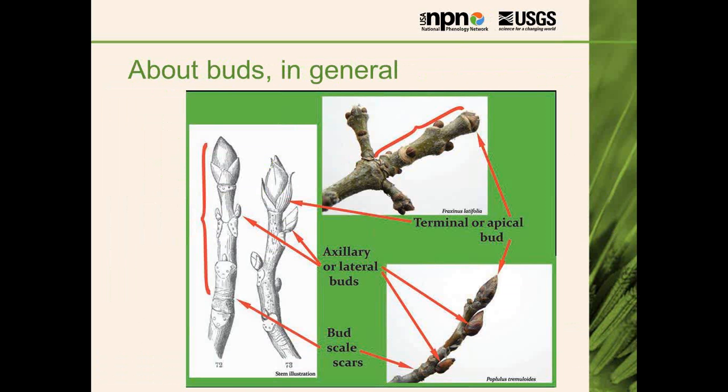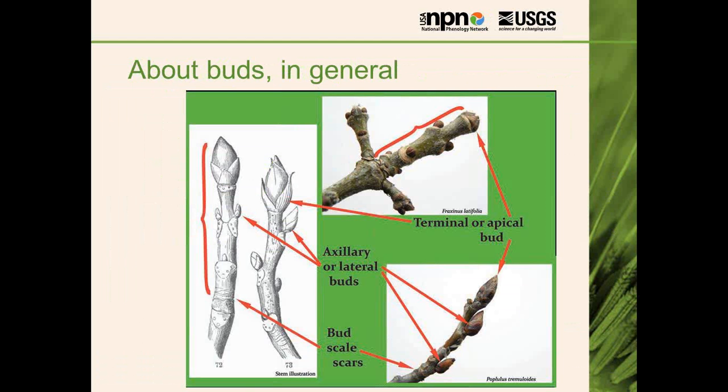So we just wanted to give you a little bit of botany information that relates to each of these phenophase categories. To start with buds, these photographs give you an idea of where buds might be located on a stem. There are two types of buds. You might have a terminal or apical bud that's located at the end of the stem, or you might have an axillary or lateral bud that's located not at the end but lower on the stem. And you can have both of these occurring on the same stem.